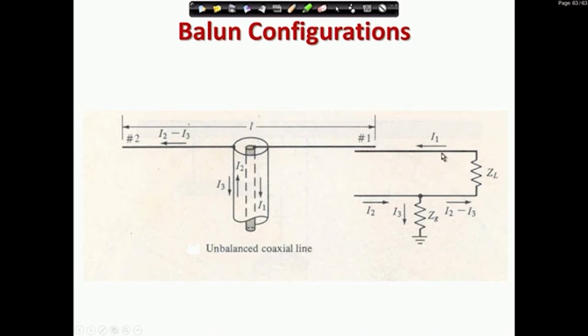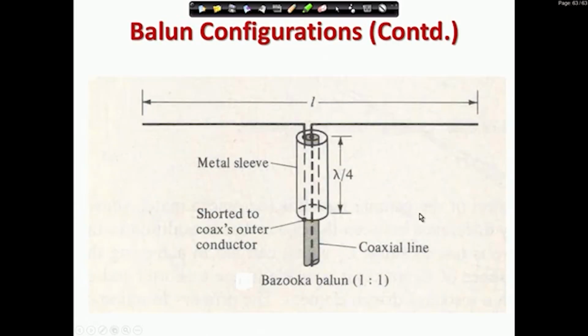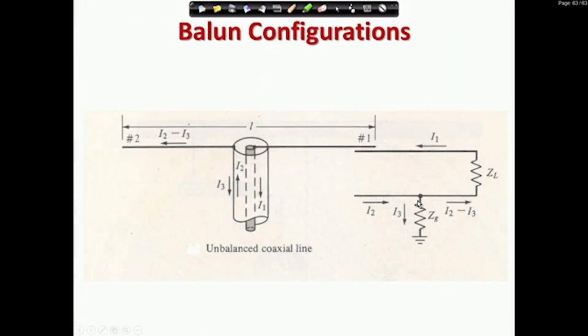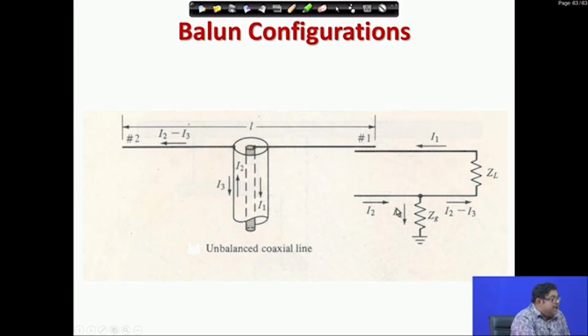Here you can understand that I1 is one current going, I2 is that current returning, but while it is getting connected, there is an extra impedance ZG, which is undesired, and that is giving this I3 thing.